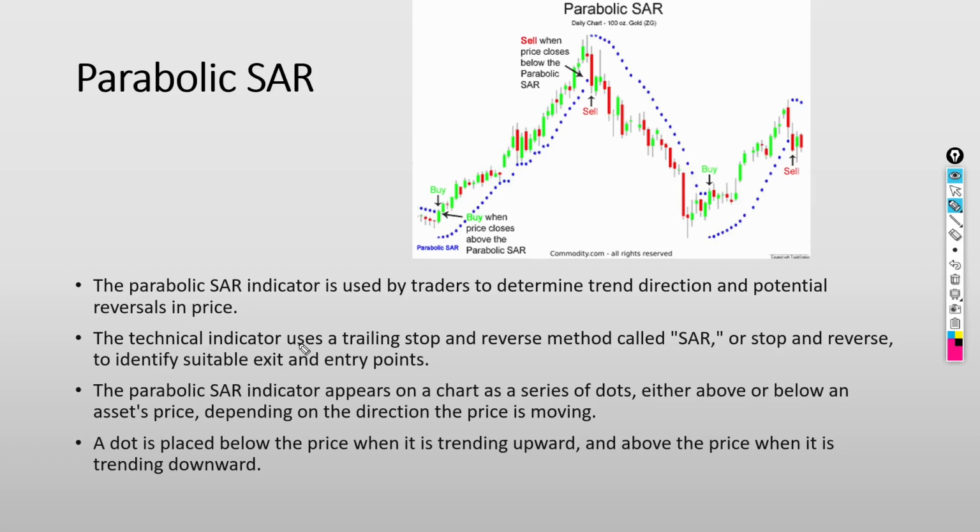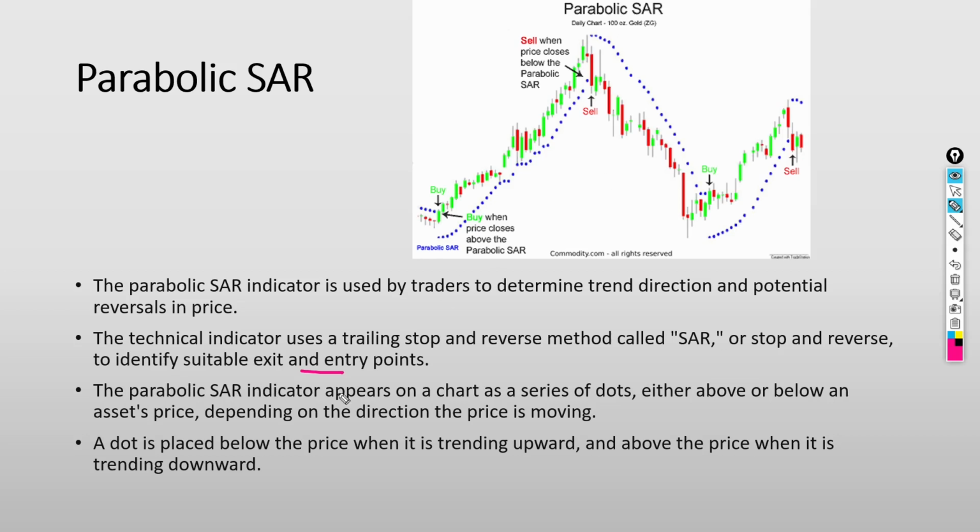The technical indicator uses a trailing stop and reverse method, and that's why it is called a SAR. S is for stop, A is for and, and R is for reverse. It is called a parabolic stop and reverse, and it is used to identify suitable exit and entry points in the market. So it can be used as an exit indicator as well.